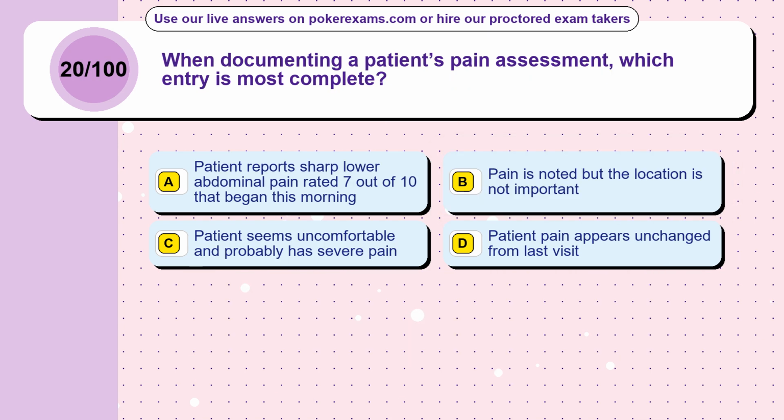Question 20. When documenting a patient's pain assessment, which entry is most complete? Option A. Patient reports sharp lower abdominal pain rated 7 out of 10 that began this morning.